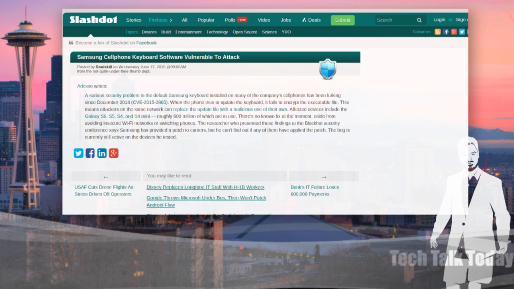There's no known fix at the moment, aside from avoiding insecure Wi-Fi networks or switching phones. The researchers who presented these findings at the Black Hat Security Conference say Samsung has provided a patch to some carriers, but he can't find out if any of them have applied the patch. The bug is still currently active on devices he's tested.